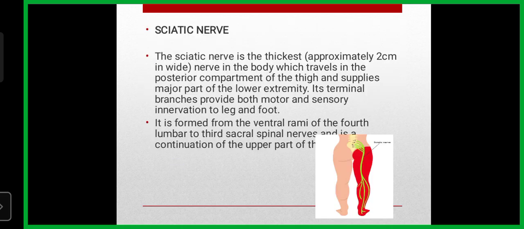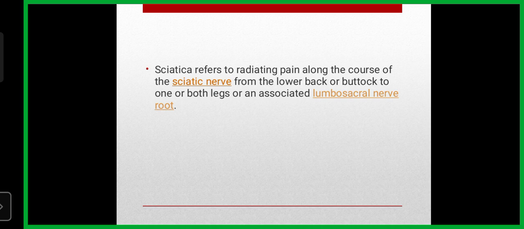The sciatic nerve is the thickest nerve in the body, approximately 2 centimeters wide. It is the largest nerve in the body, originating at the base of the spine and running along the back of each leg into the foot. It is made up of the L4 through S2 nerve roots. Sciatica refers to the pain, weakness, and numbness or tingling in the leg.